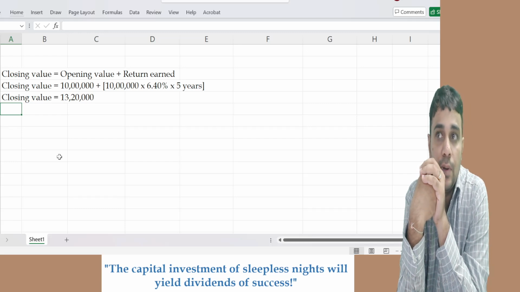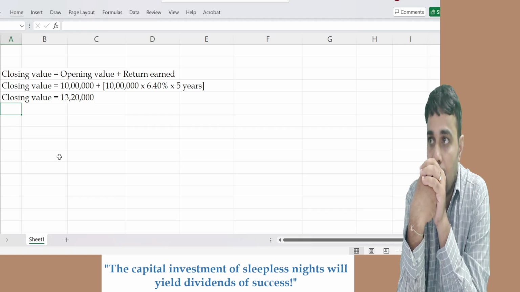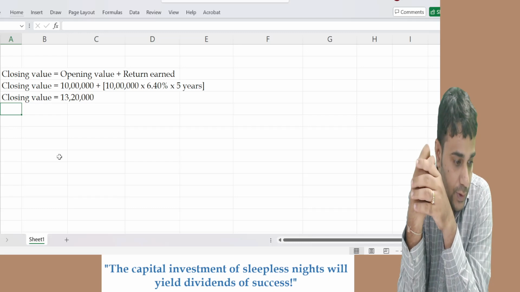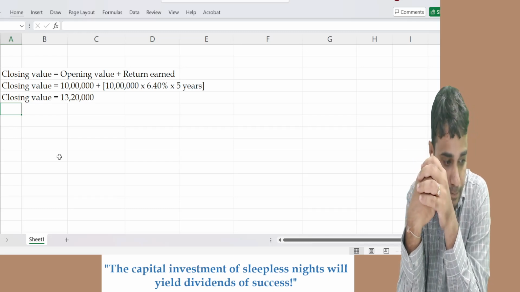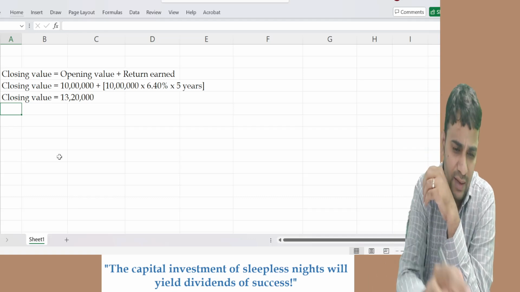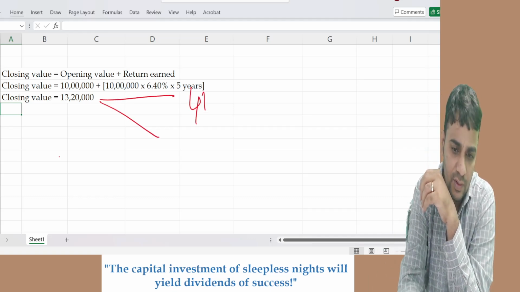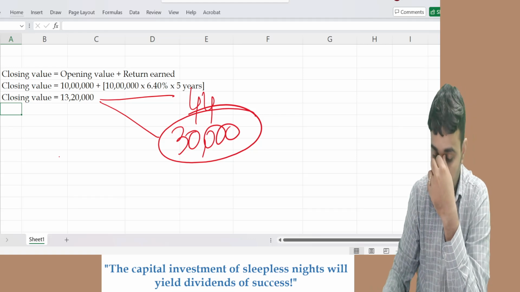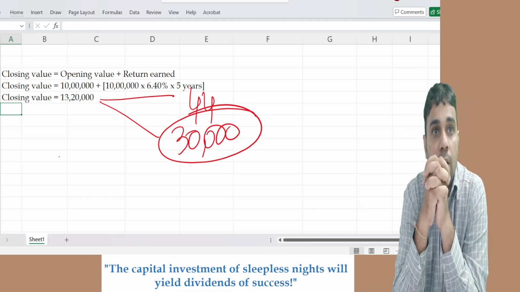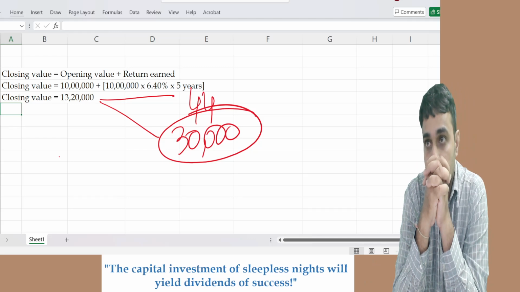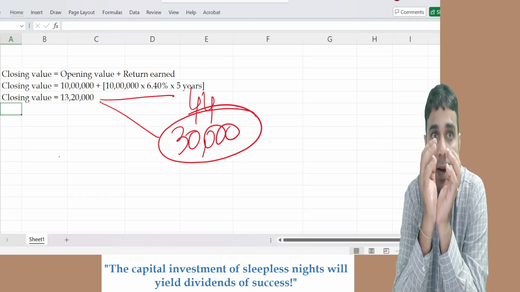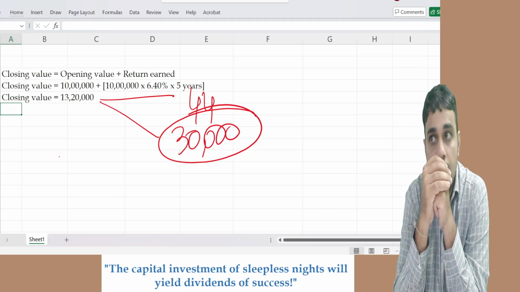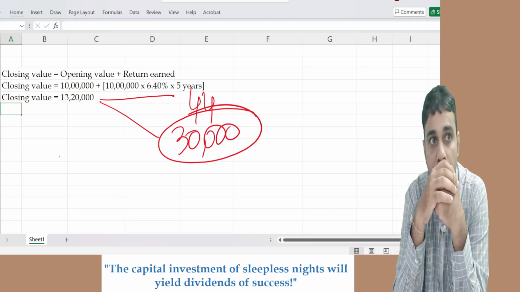Please split this into closing units into closing NAV. How much is the closing NAV? Units is 44 into 30,000. Clear? Now I go back to the table which I told you to create. Any doubts on this? 44 into 30,000.